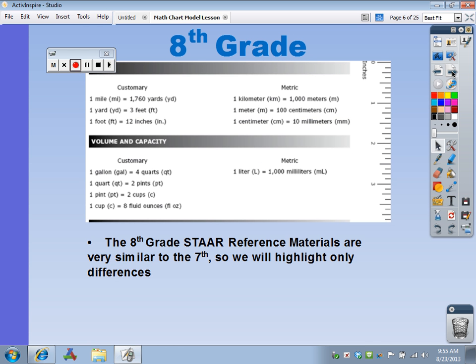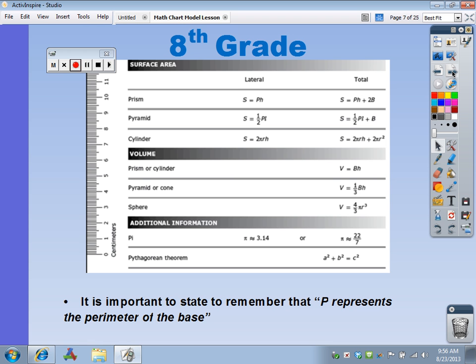The 8th grade chart is very similar to the 7th grade chart, so let us highlight only the differences. When you look at the formula side of the 8th grade math chart, please remember that in addition to remembering capital B is the area of the base, we also should remember that capital P in the surface area problems represents the perimeter of the base.